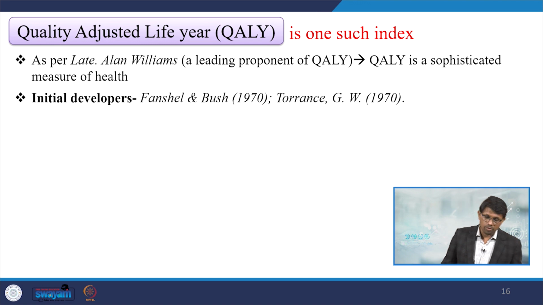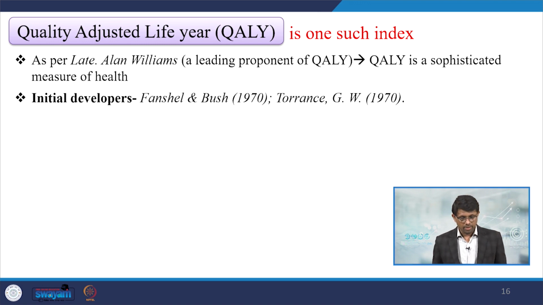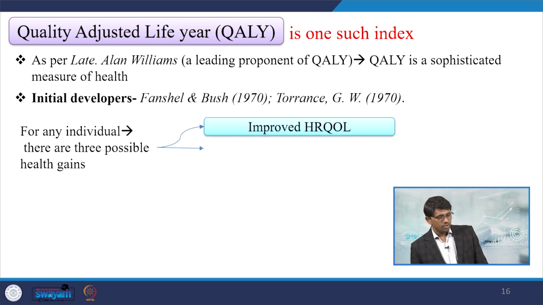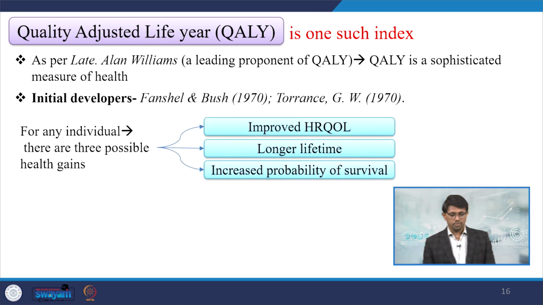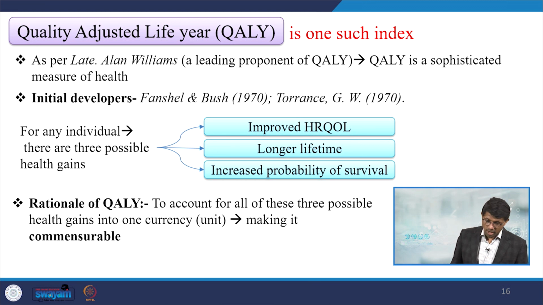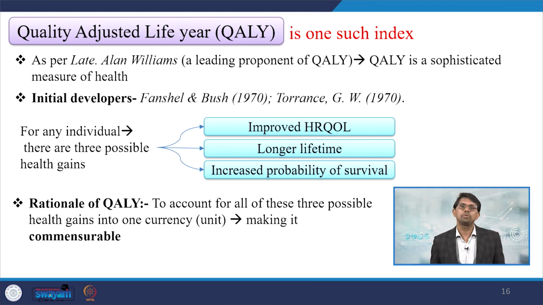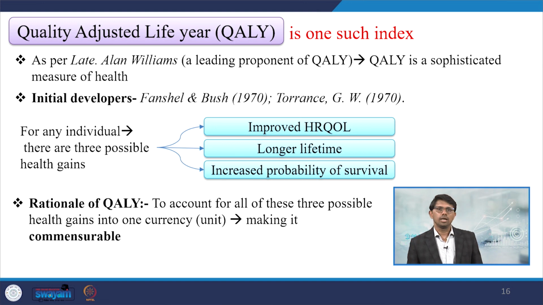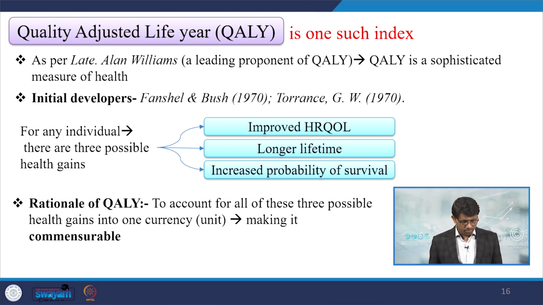The initial developers were actually Fanshel and Bush 1970 and Torrance 1970, in the same year. For any individual there are 3 possible health gains: either improved HRQOL, or longer lifetime, or increased probability of survival. The rationale for QALY is to account for all these 3 possibilities related to health gains in one currency or unit, thereby making them commensurable.